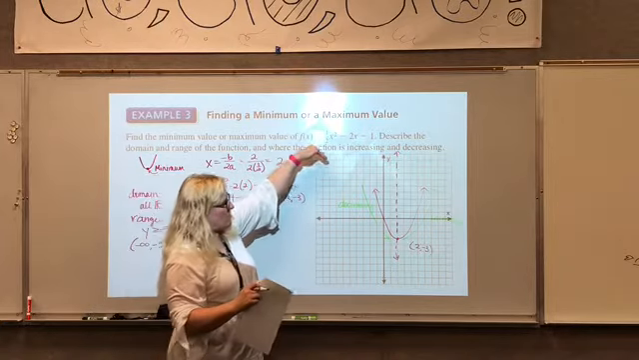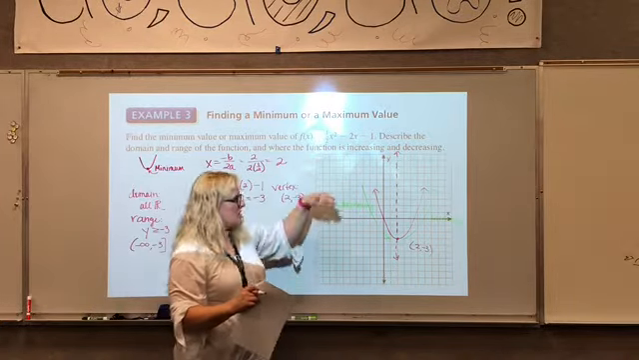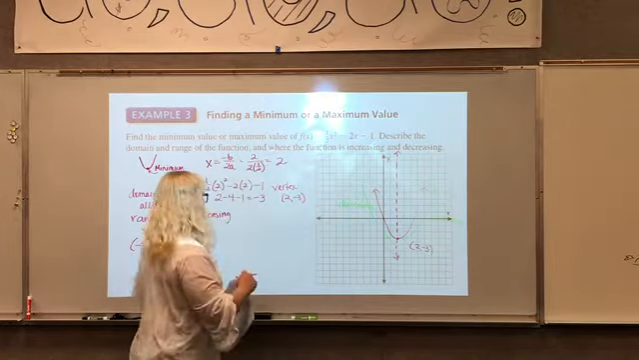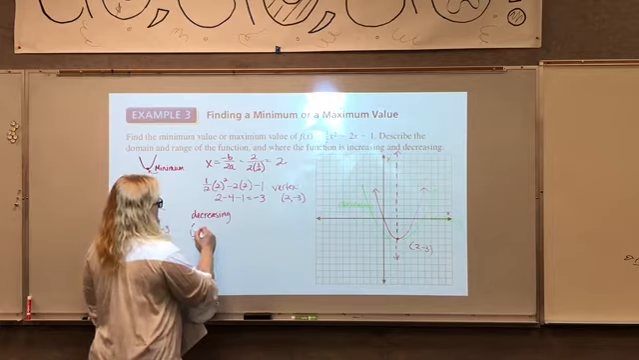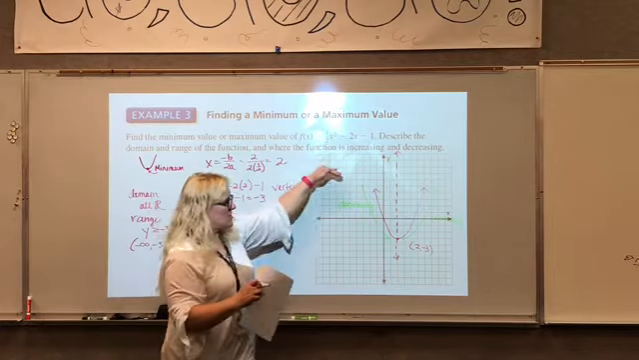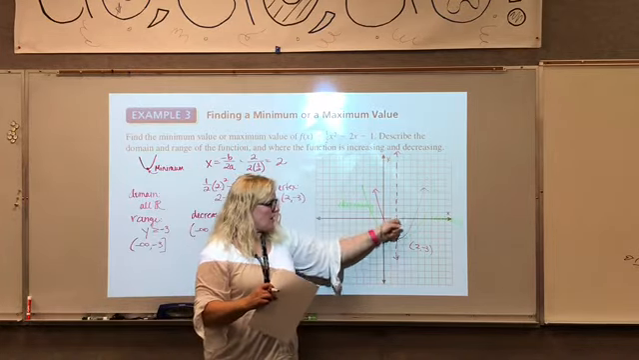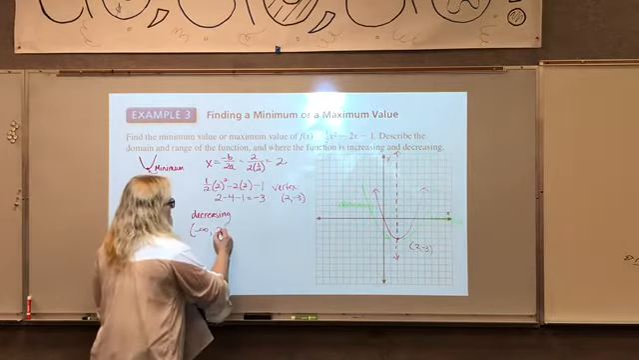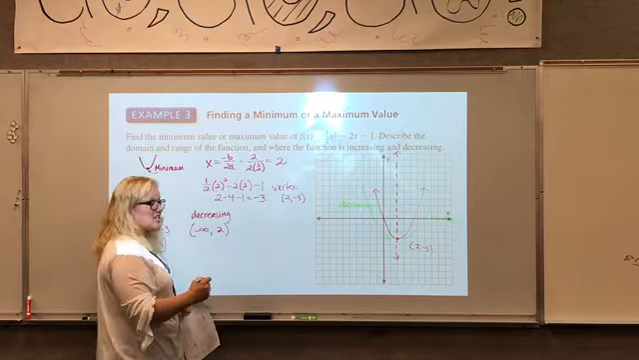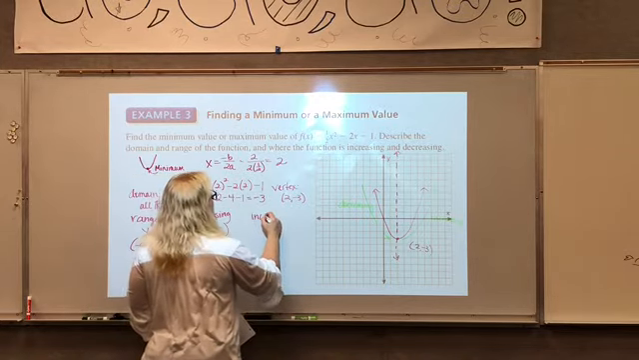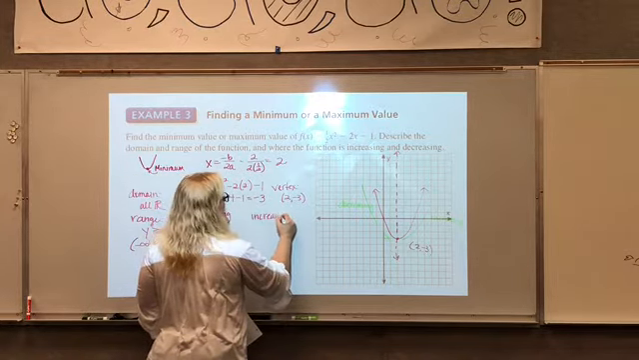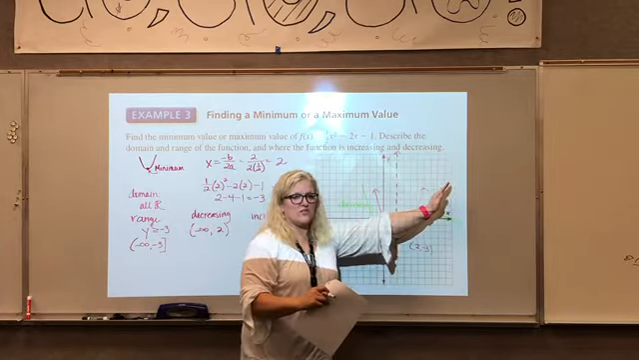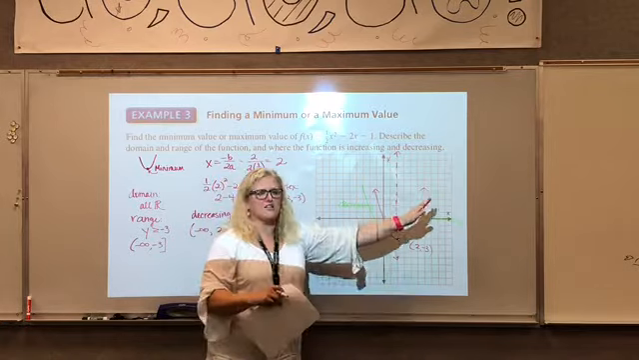It's coming down. I'm going to do this in interval notation, but it's coming down. So it's coming from negative infinity, and it's going to 2. 2, right here, is where it switches. Okay? So that is where it's decreasing. It's increasing from 2 to infinity and beyond.